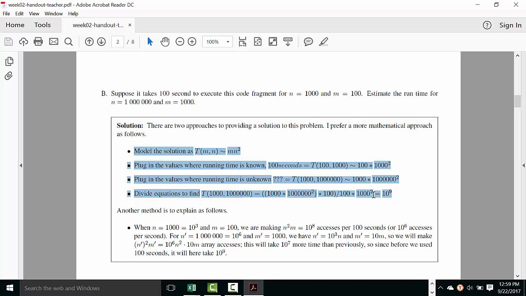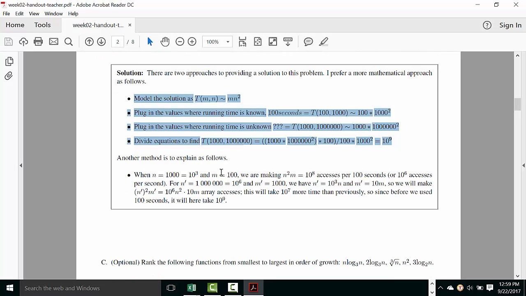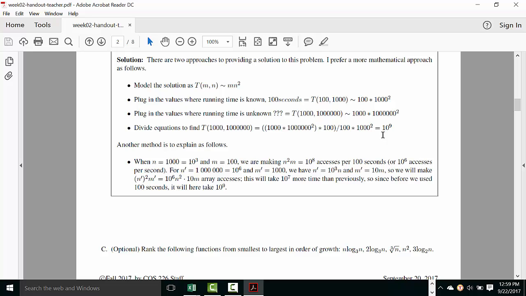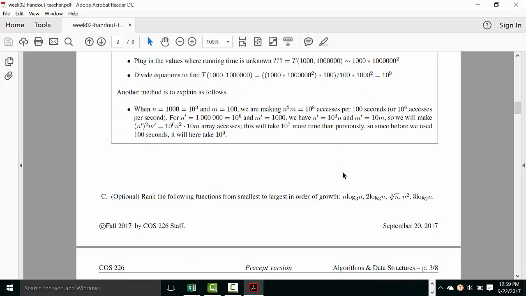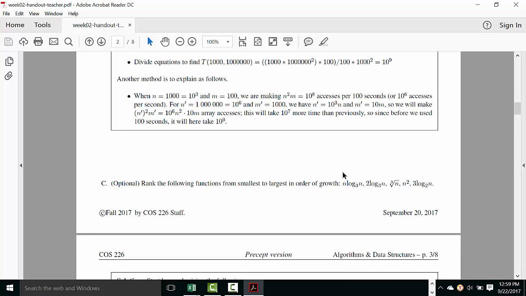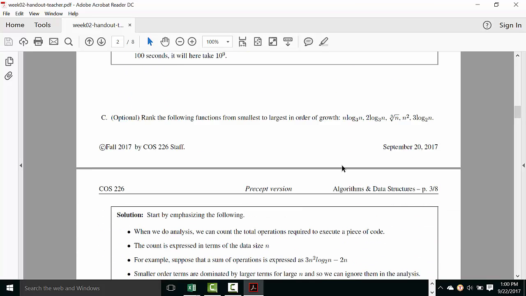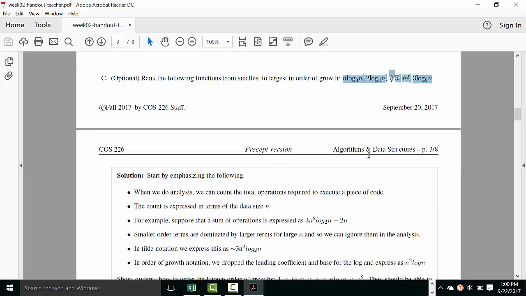The other way to think about this is that because it's mn squared, if you double the n, your runtime will be multiplied by 4. And if you make the n 10 times that, then your runtime would be multiplied by 10 to the power 2, okay, 10 squared, and so on. So that's the solution to the first one, and the solution to this 2a is 10 to the 9. Now, in the optional case, the thing we have to think about is, given these things here, how would you order them? So I ask you to think about these first.